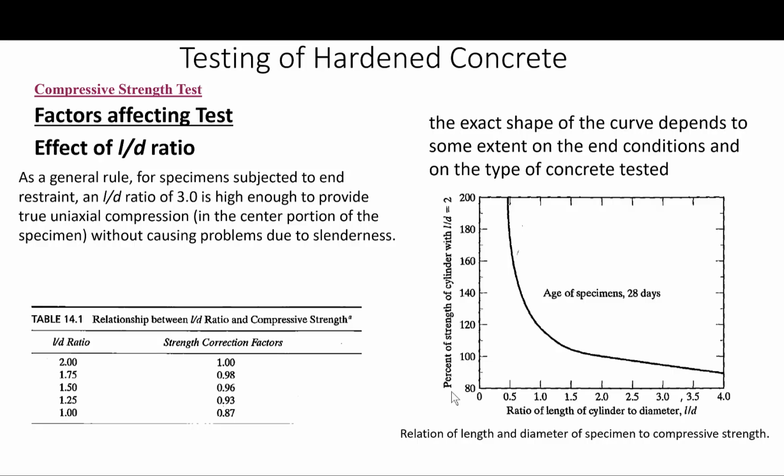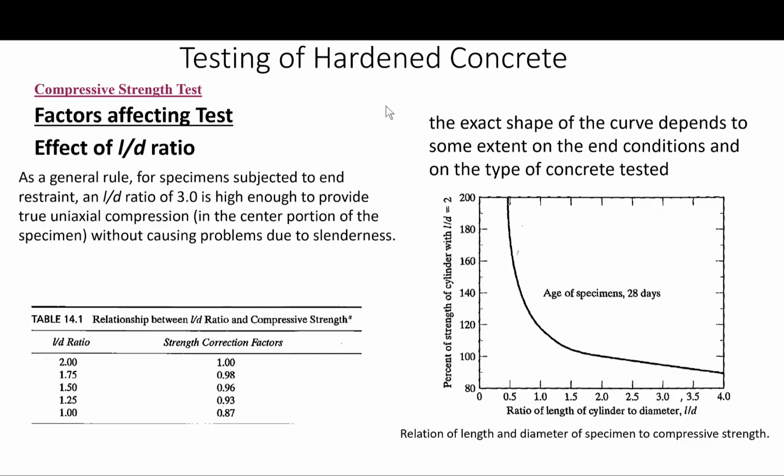As you can see here, this is the percent of strength of a cylinder with an L/D of 2. For example, at 2, we're talking about 100%. The higher the ratio, the lower the strength; the lower the ratio, the higher the strength. This basically has to do with the end restraint effect. But the exact shape of this curve depends to some extent on the end conditions and the type of concrete tested.